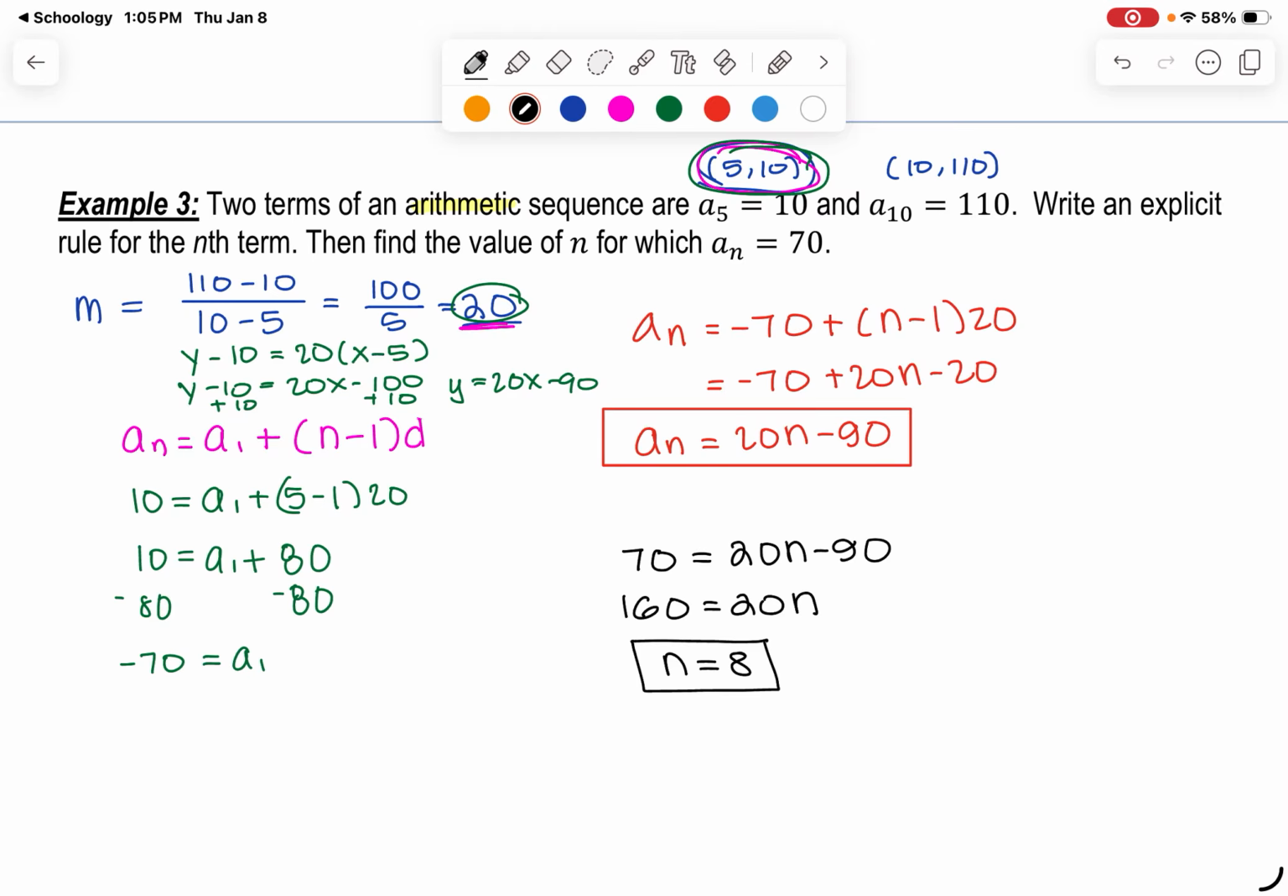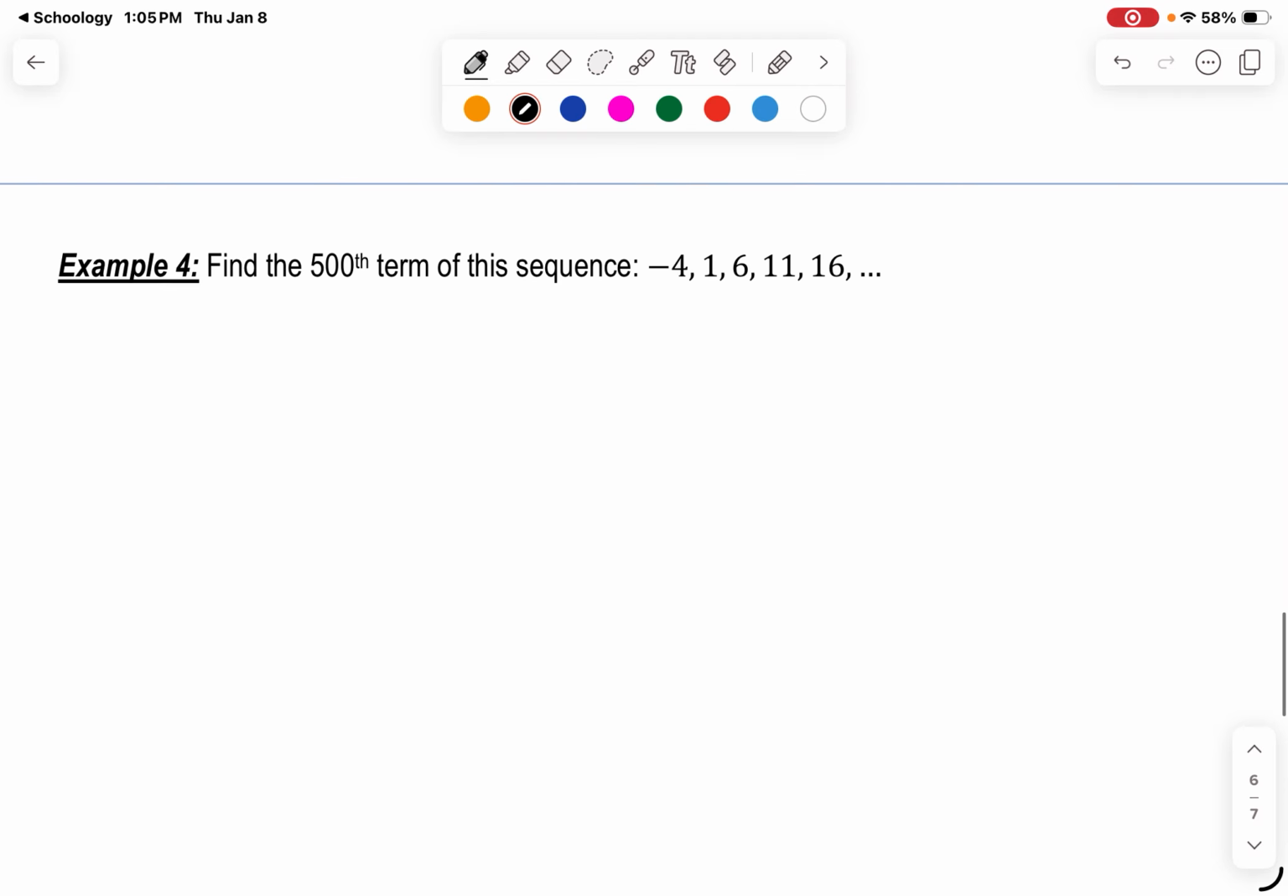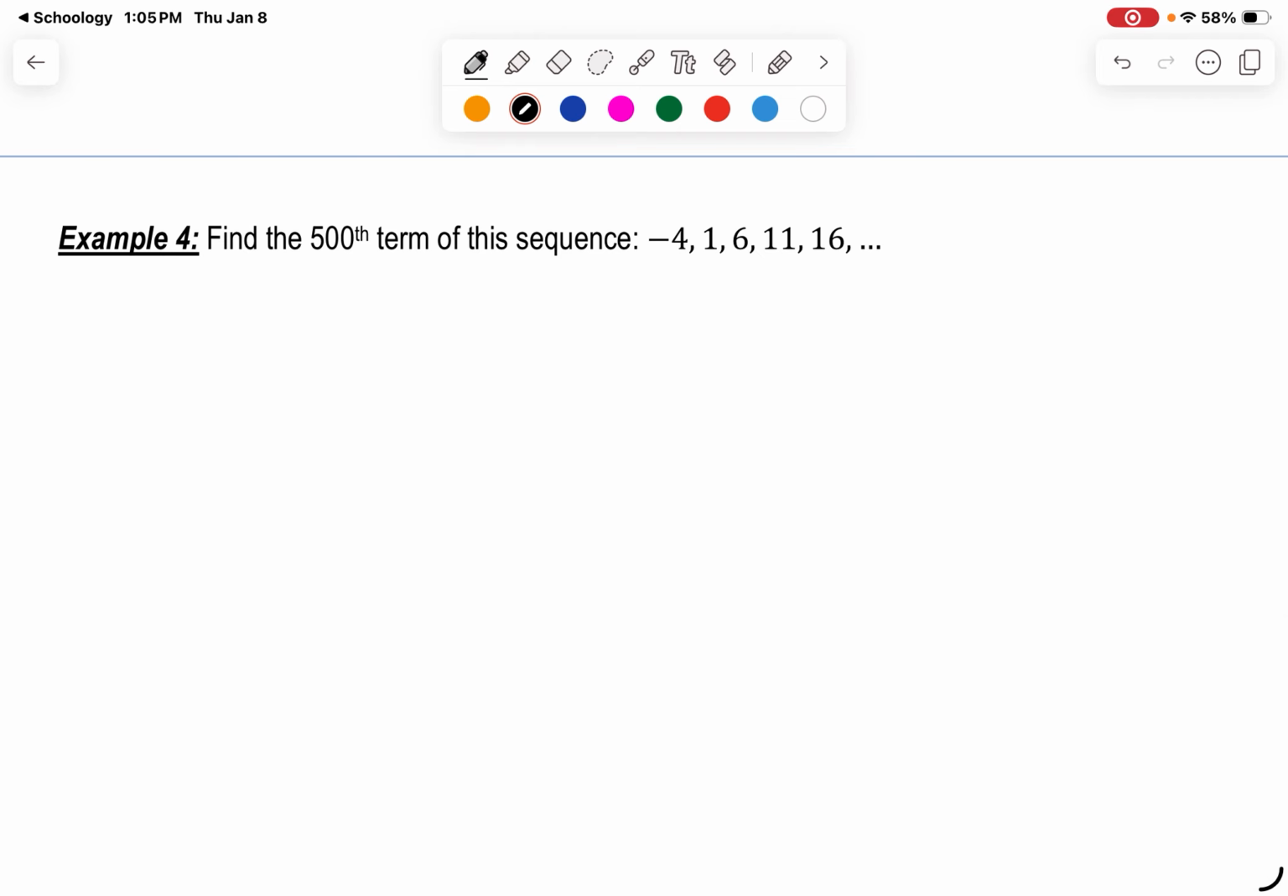All right, so now let's move on to another problem. So this says find the 500th term of this sequence. Okay, so I'm going to say I need to find a sub 500. So what that tells me is I need to plug in 500 into a formula or into a rule. And it's like, oh, I don't have a rule yet. So what we're going to do is we first are going to write a rule, all right?